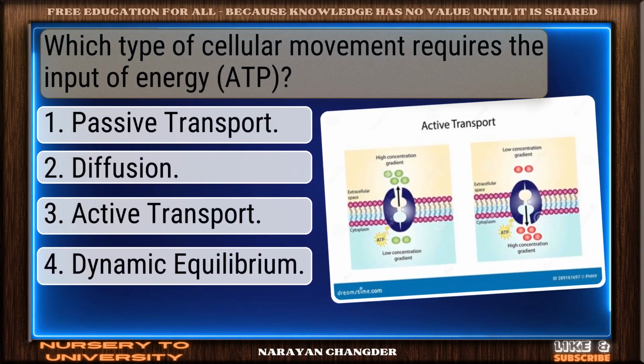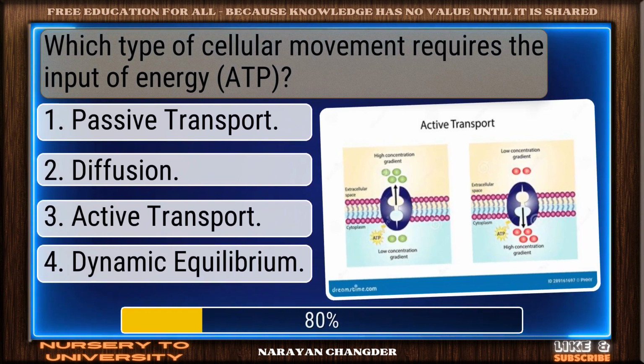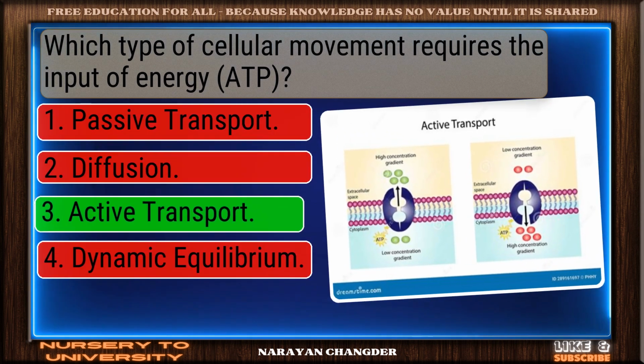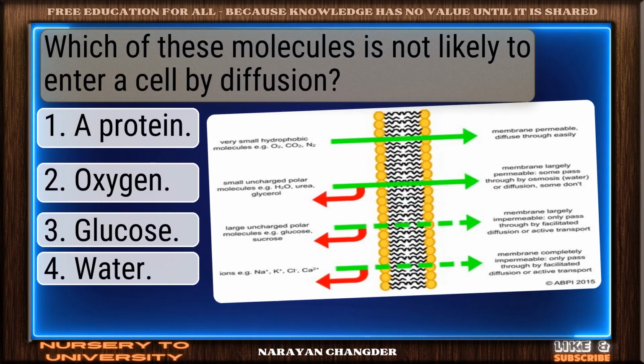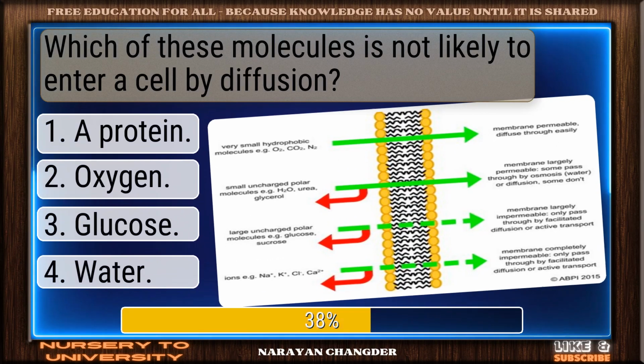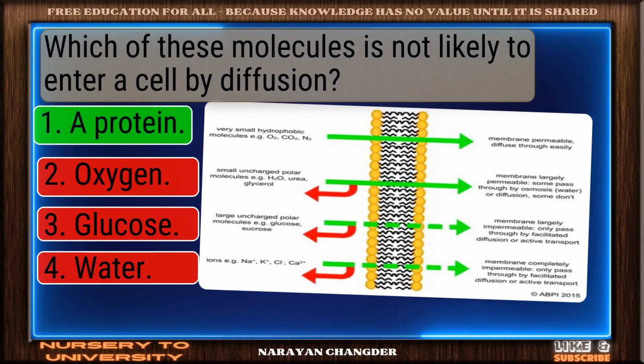Which type of cellular movement requires the input of energy? Correct. Active transport is the right answer. Which of these molecules is not likely to enter a cell by diffusion? Right choice. A protein is the best answer.